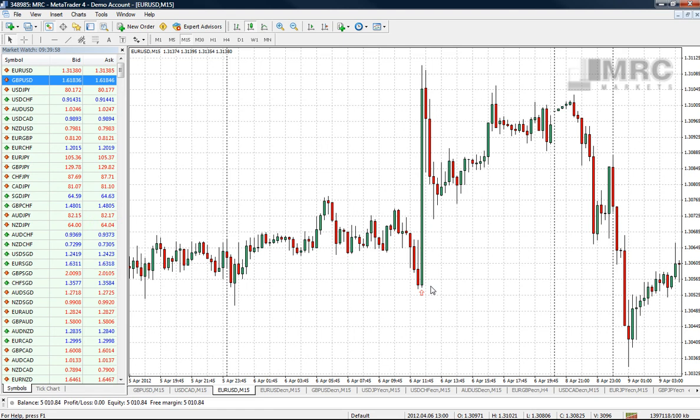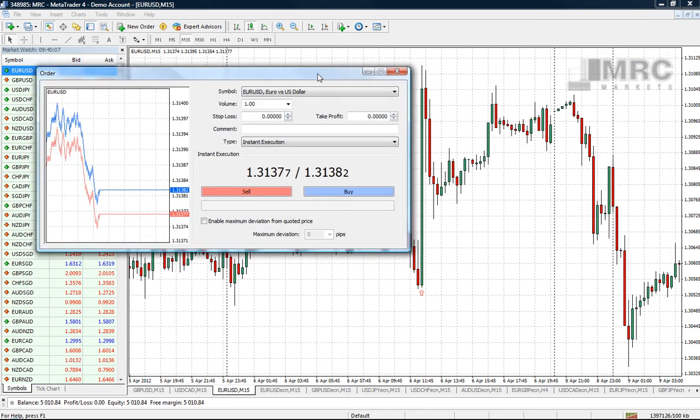Another tip is maybe just before the data comes out, make sure that you have the order tickets up on the chart here, and you can be quickly ready. You can have the volume selected, and you can quickly click buy as soon as you hear that weak data come out, and vice versa. If it was a very good number, then sell the Euro USD.